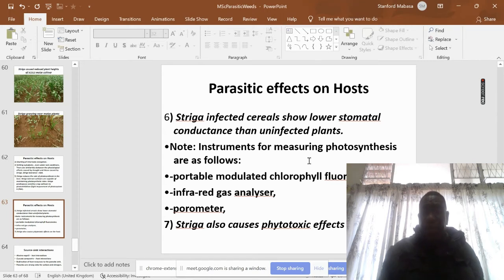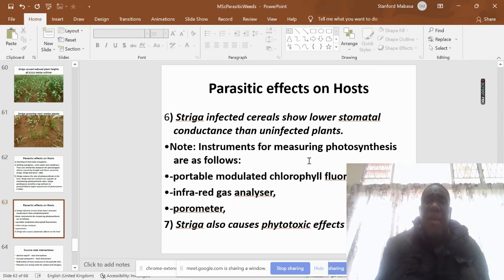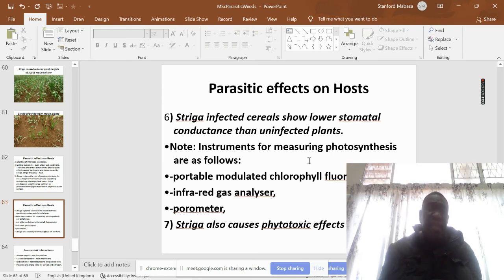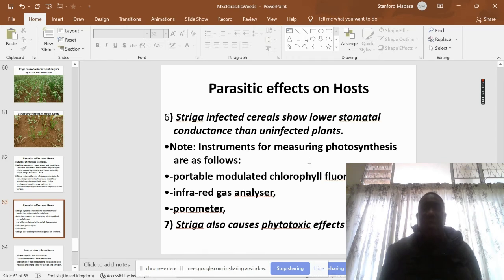Striga infected cereals also show lower stomatal conductance than uninfected plants. This simply means that if you have got striga infection, the stomata tend to close. Once they close, they limit carbon dioxide assimilation, and probably this is what leads to low photosynthetic rates.